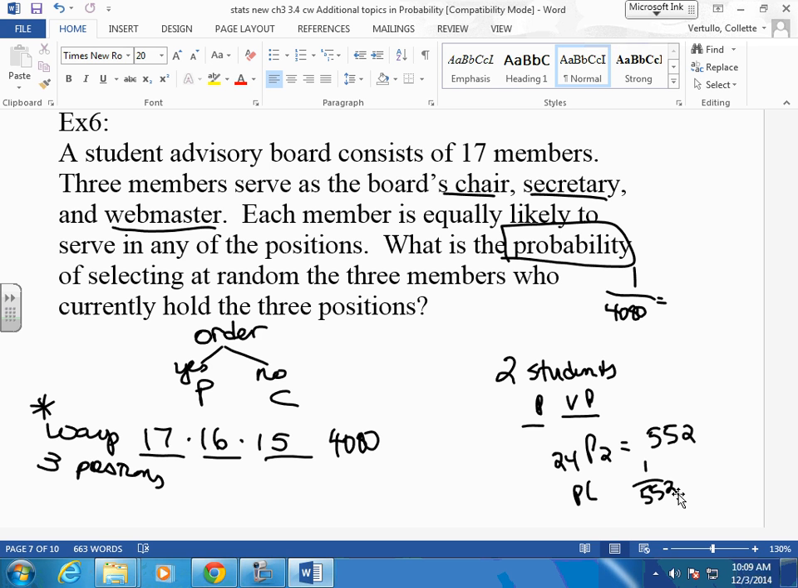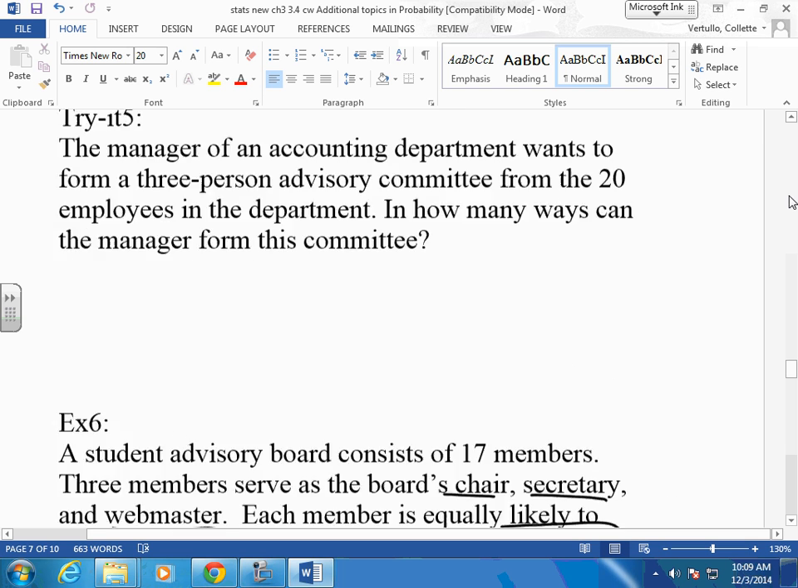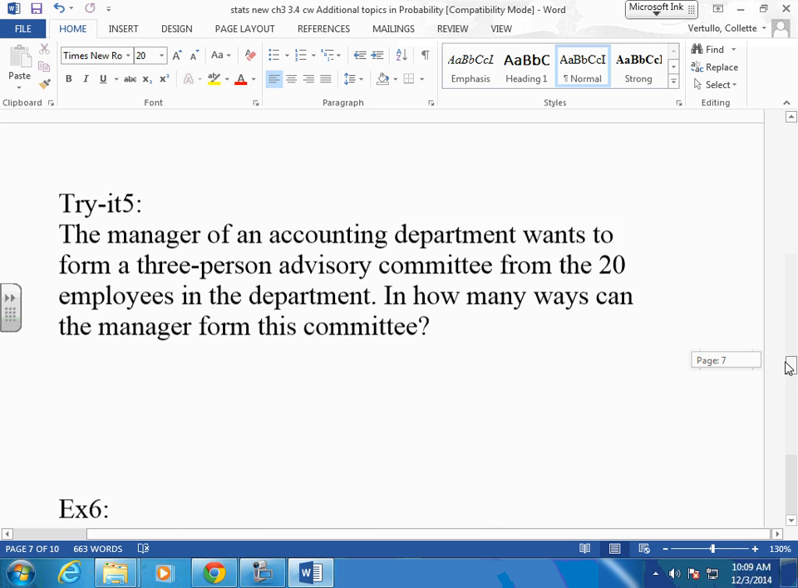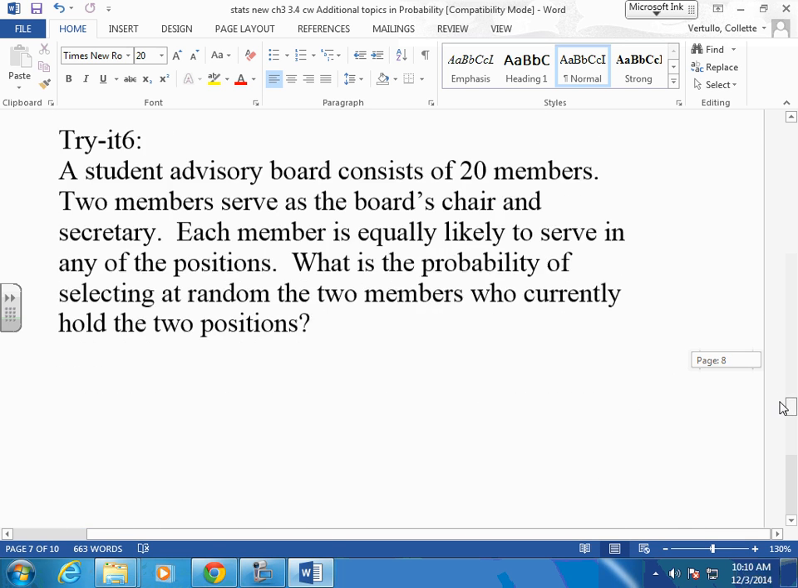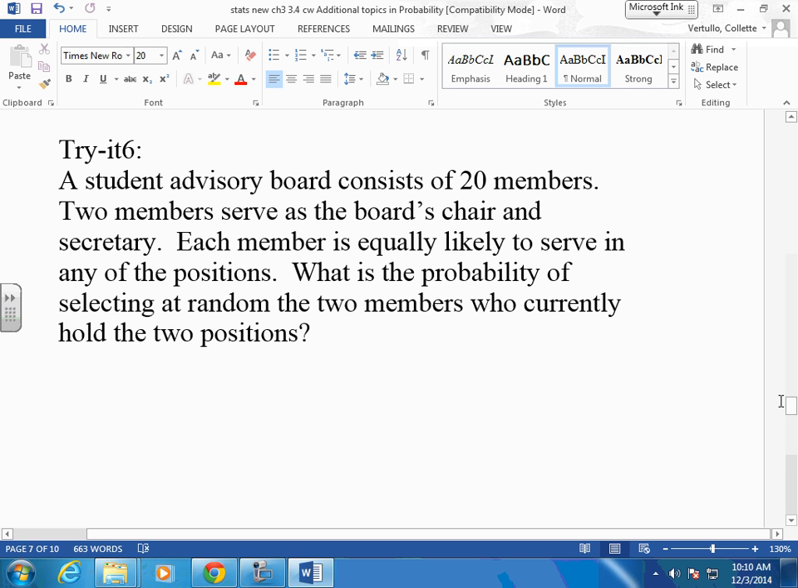So be careful of your probabilities. You always want to find your ways, whether it's permutations or combinations, and then you have to set up your probability. Good? Okay, you guys try this one. Try it. Number 6. It has the same concept. Think it out. Write it down. Write them down.